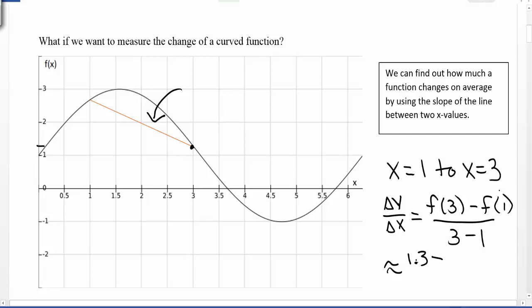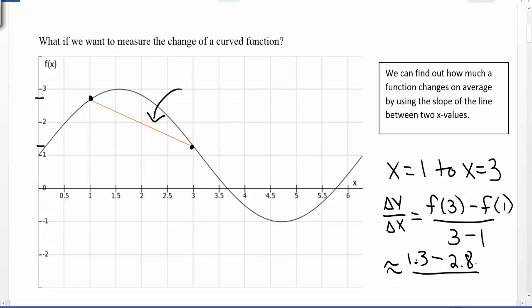From that, I'm going to approximate f of 1. So that means I'm going to go up to where the 1 is, and again, I'm going to try to approximate what that y value is. So my best guess here, I'm going to call that 2.8. Again, you may approximate slightly differently, but it should be relatively close to 2.8.